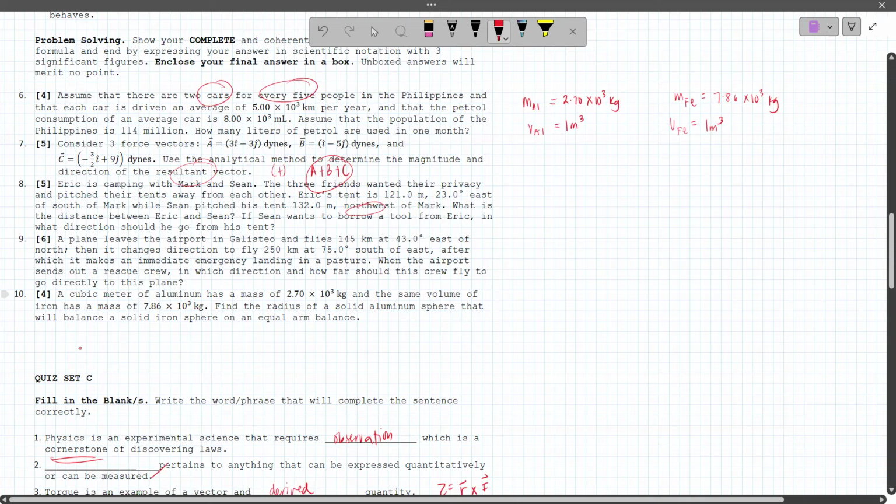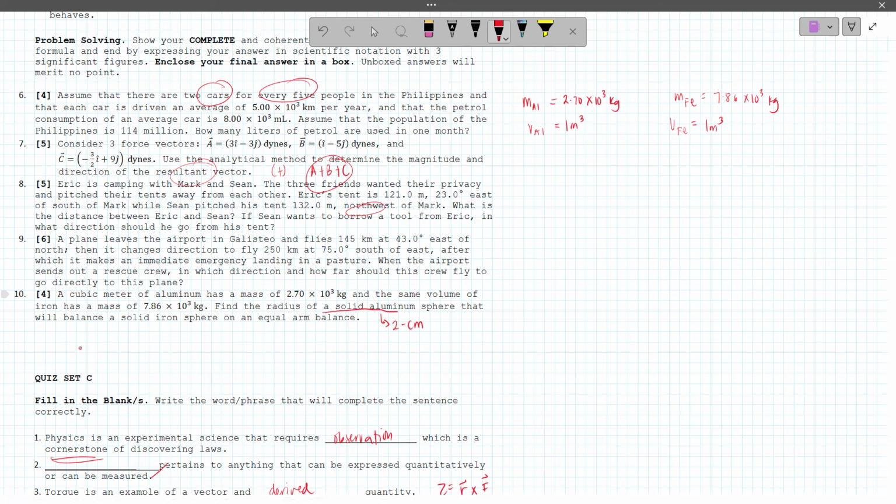Find the radius of, may kulang dito, find the radius of 2 centimeter solid aluminum sphere that will balance a solid iron sphere on an equal arm balance. So, kung meron daw tayong 2 centimeter na solid aluminum sphere, ano daw yung magiging radius ng iron sphere na magbabalanse doon sa ating equal arm balance. There are many approaches to this problem, but I'll just show you yung pinakamadali. I'm not sure if it's really the easier one.